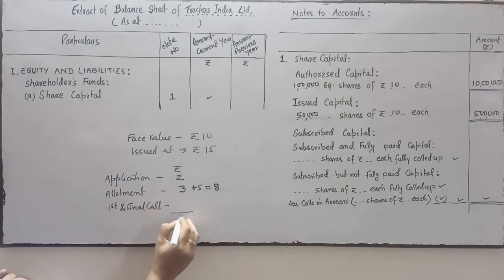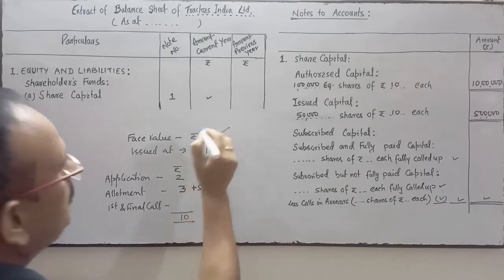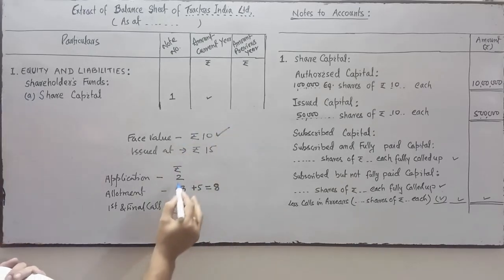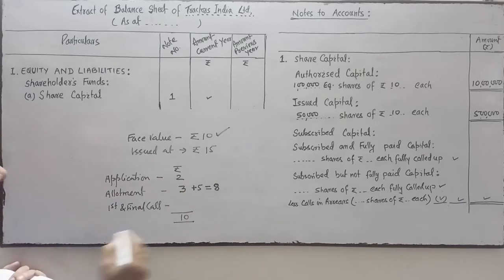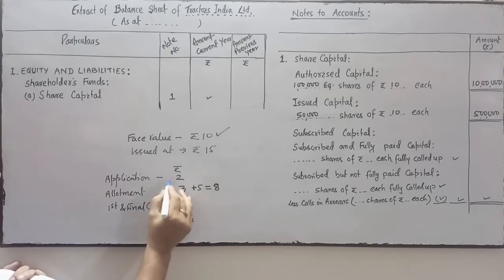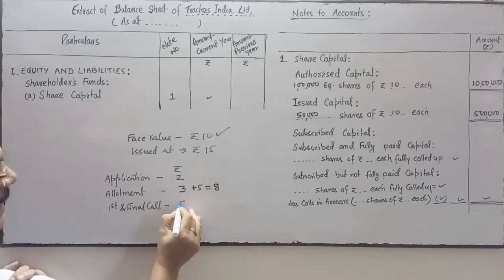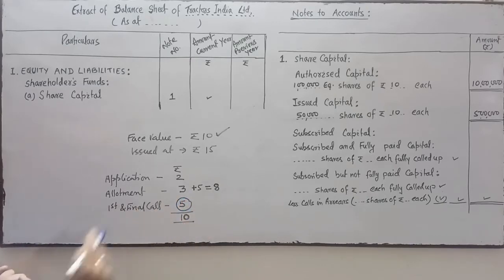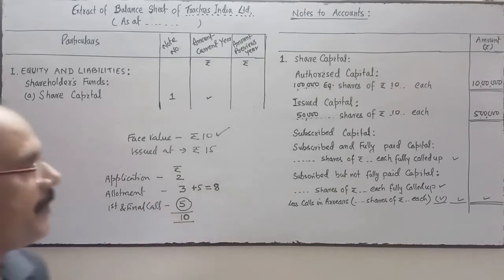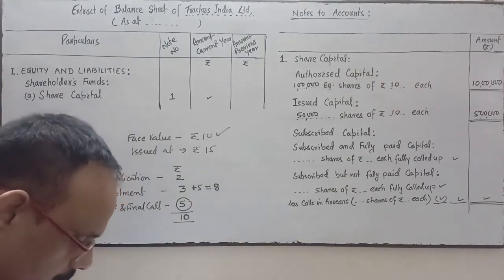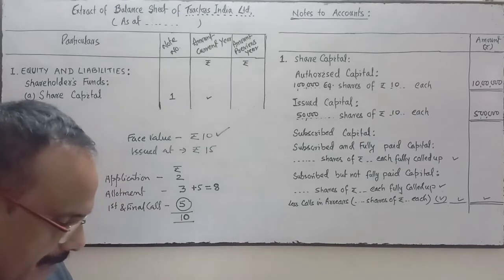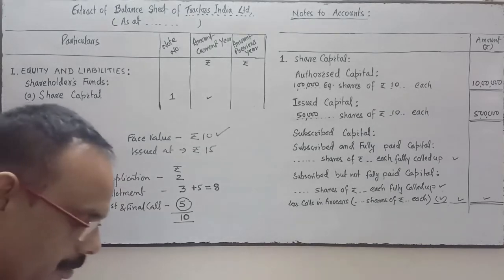So what is the balance amount? The face value of the share is 10. So 2 plus 3, 5 already on application and allotment. So remaining is 5. This is the balance amount. So balance 5 rupees on first and final call.